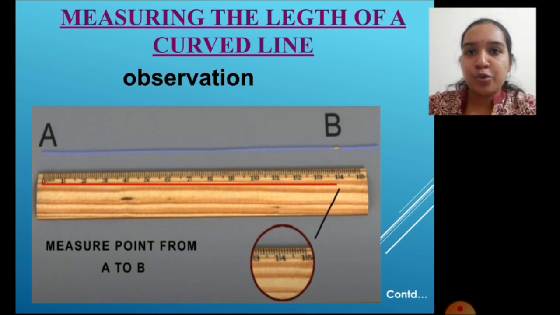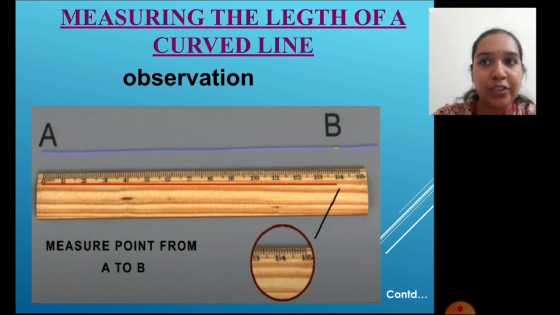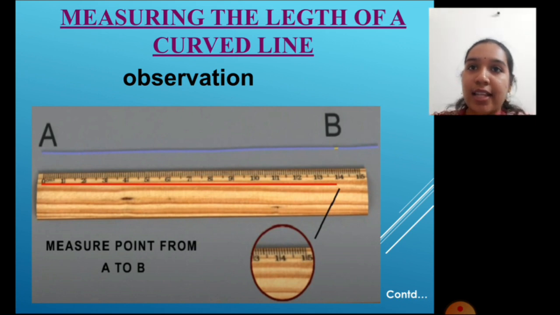Children, now note down your observation seen on the ruler scale. This will be the length of the curved line. So now you have measured the length of the curved line. In this way, you can measure a curved line using a thread.